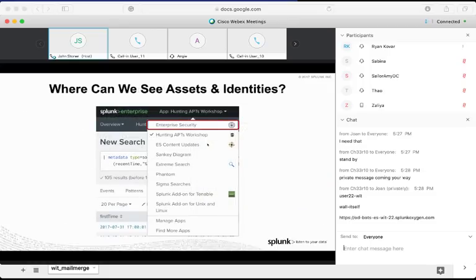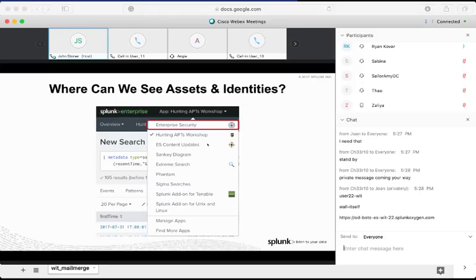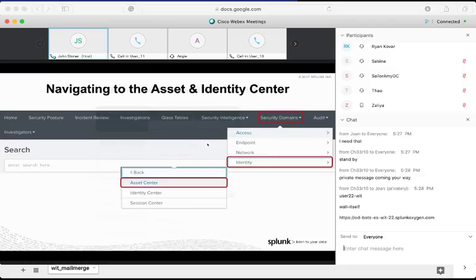Okay, so where can we see assets and identities? If you go to the top of the screen where it says Splunk Enterprise, in the top left corner, next to that it says App, and it should be Hunting APTs Workshop. Click on that drop down and then click on Enterprise Security. Hopefully what you should see is the Enterprise Security app.